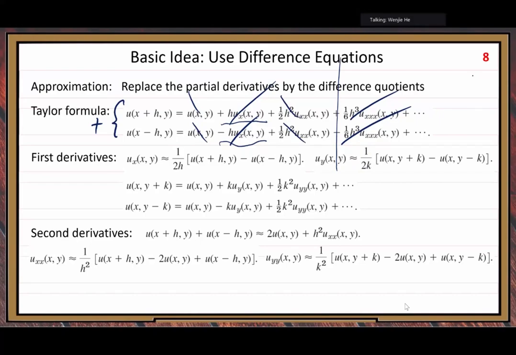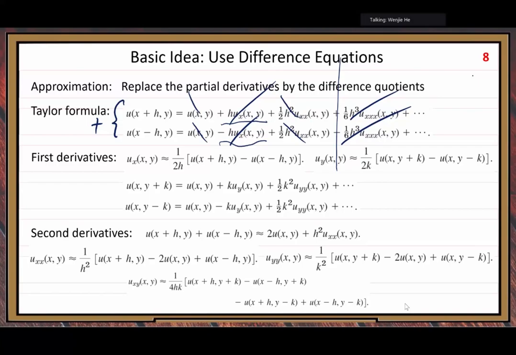But sometimes we need to do the mixed second partial derivative, partial y, partial x. So we do it twice. The first time we do partial x, the second time we do partial y. After we do it twice, we get a mixed partial derivative. All approximations.